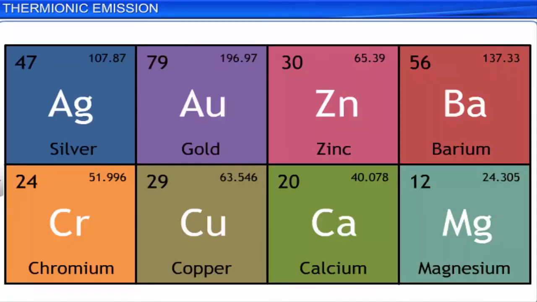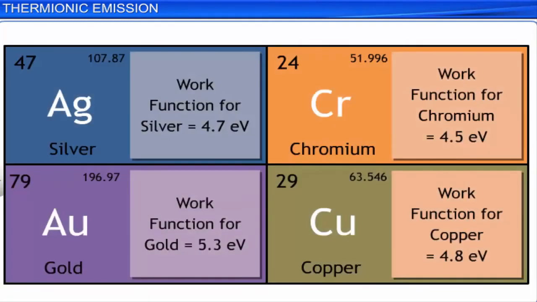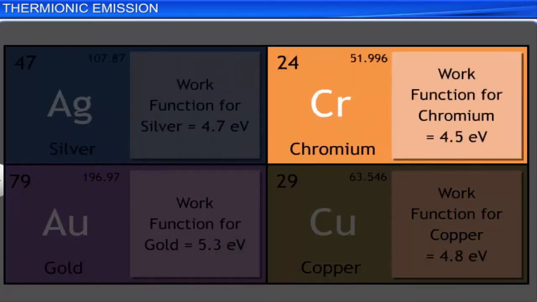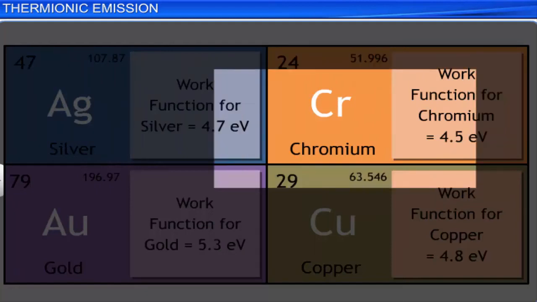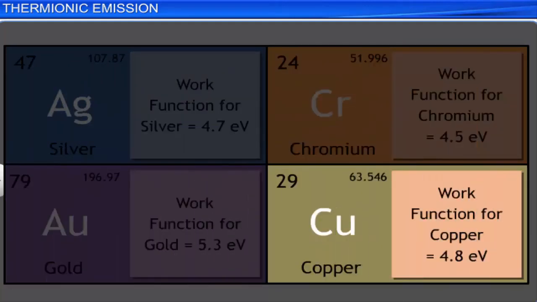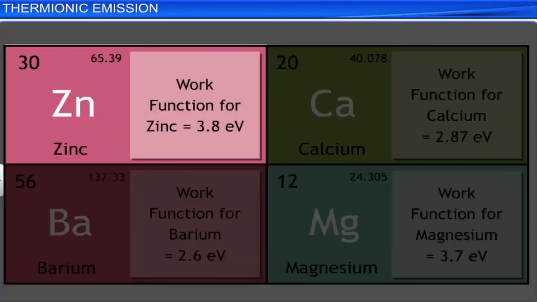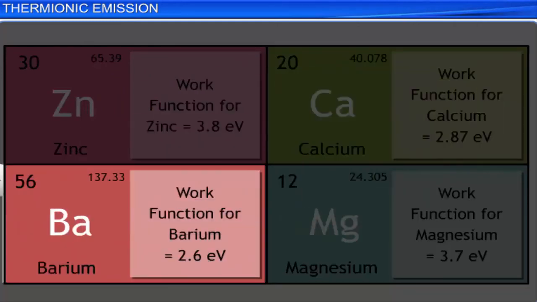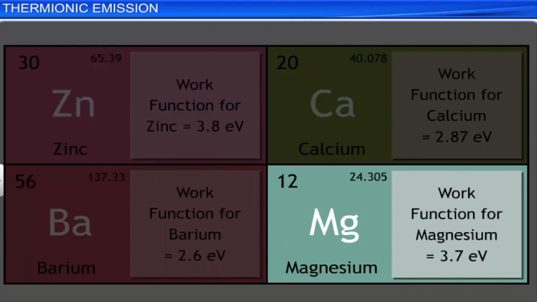Let's see the work functions of some common elements. The work function of silver is 4.7 electron volts. Chromium is 4.5. Gold 5.3. Copper 4.8. Zinc 3.8. Calcium 2.87. Barium 2.6. And magnesium 3.7.